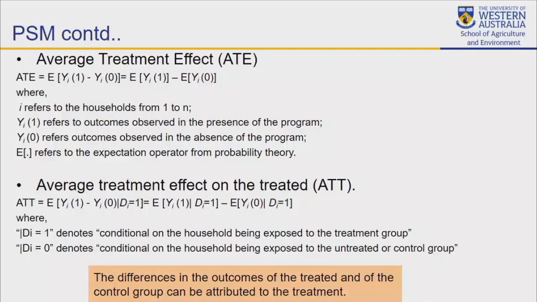groups. So ATT can be expressed as this, where Di equal to 1 denotes conditional on the household being exposed to the treatment group, Di equal to 0 denotes conditional on the household being exposed to the untreated or control group. And the difference in the outcomes of the treated and of the control group can be attributed to the treatment.